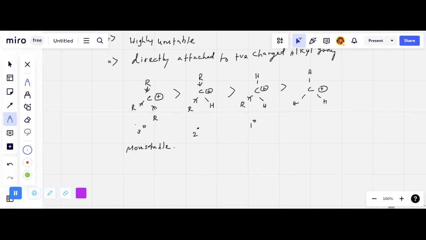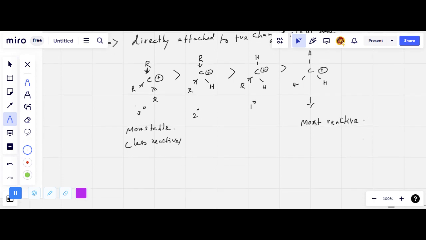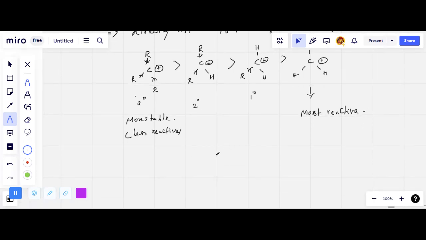More stable means less reactive. So which is the most reactive? This one is the most reactive because it is the least stable. That means more alkyl groups, more stable.